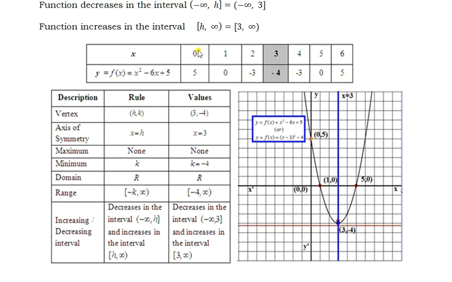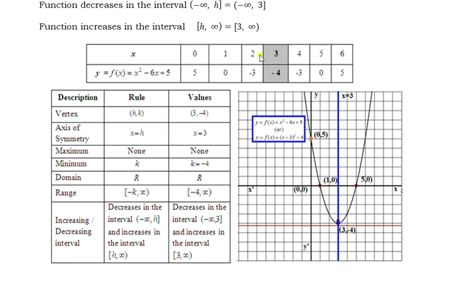What is the first point? 0, 5. Where is 0, 5? 0, 0, and the point is 5 here. So we got 0, 5. Then we have to find 1, 0. So 1, 0 is the point here.